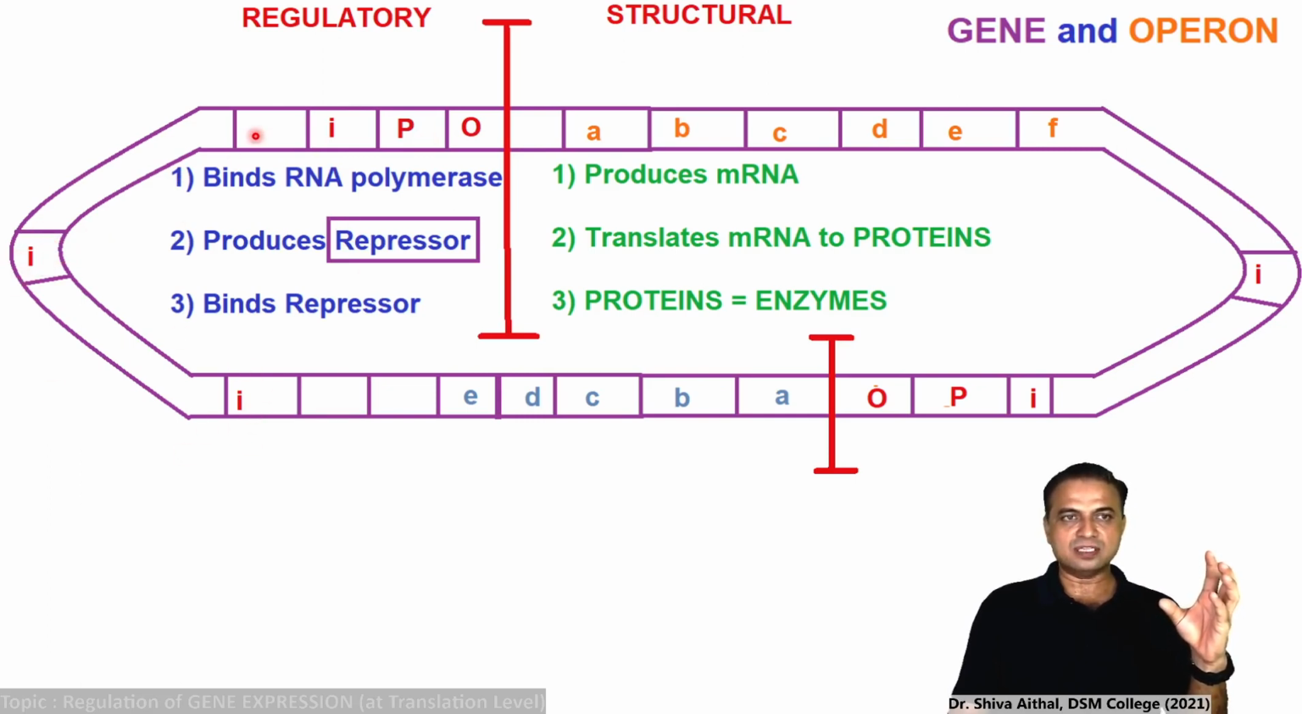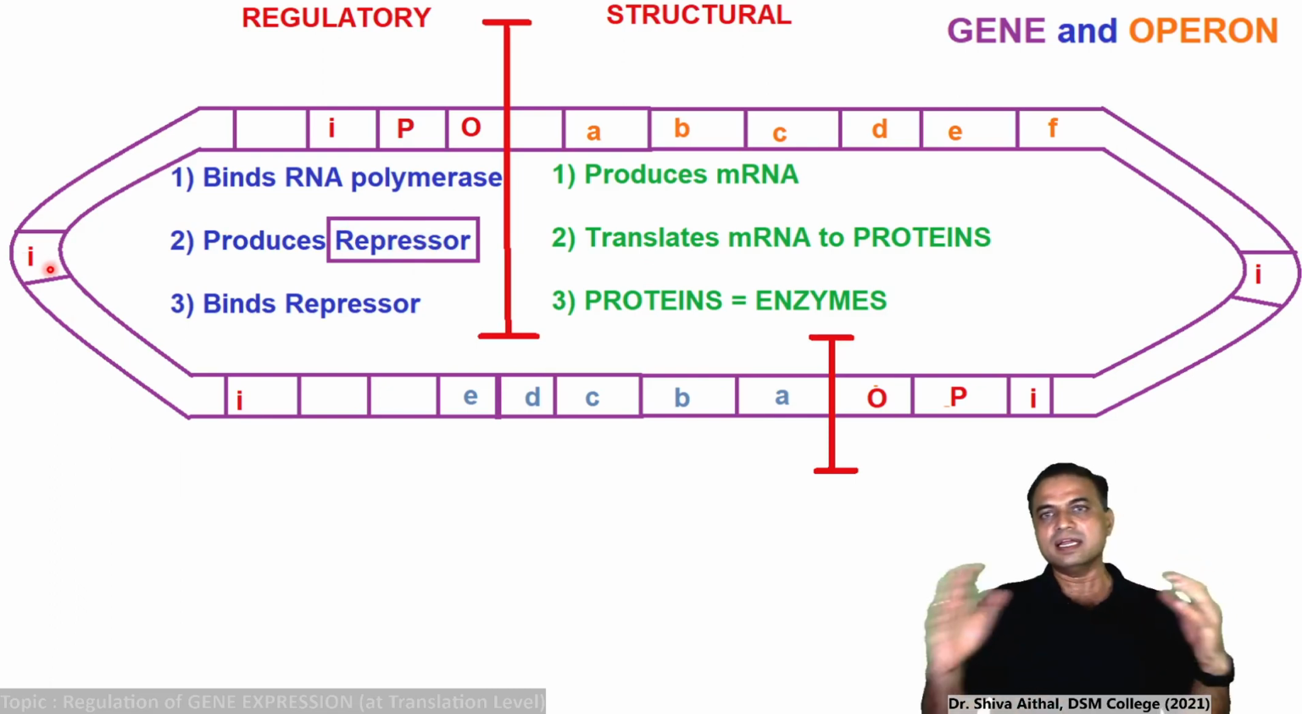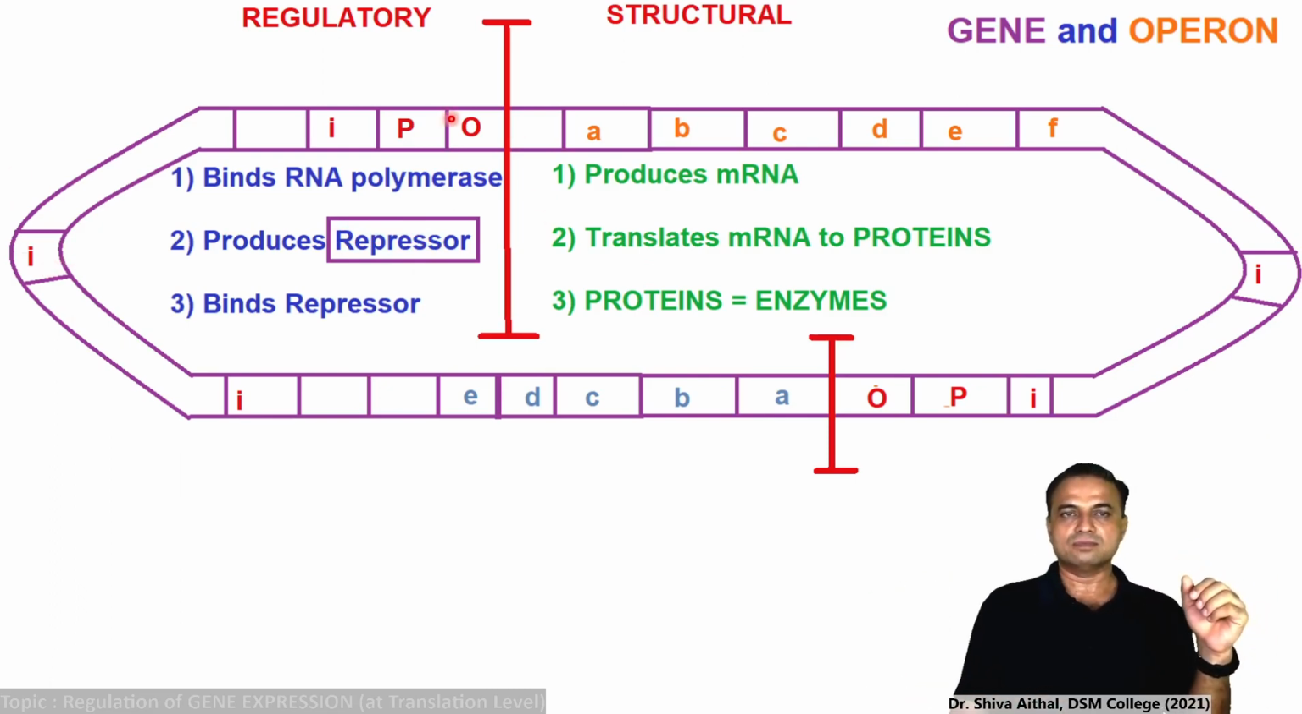These I genes, you can see, are distributed throughout the length of the chromosome. It can be present anywhere on the chromosome, and the product of this I gene is a repressor. It produces a repressor, and any I gene product can control any operator. There is one single repressor controlling multiple operators. This is the larger picture. This is the higher level information which you need to understand.